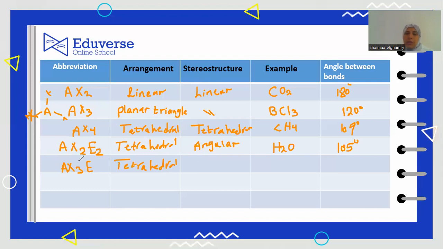We have 3 main atoms, so we have a 3 base pyramid. The example is NH3. The angle between them is about 107. These are all the examples and abbreviations for VSEPR theory.